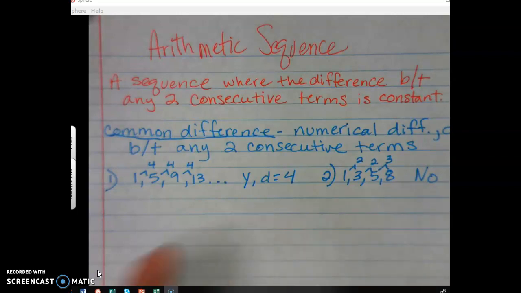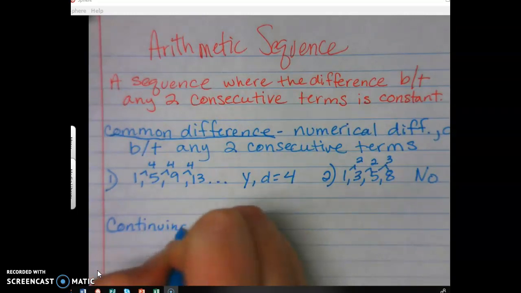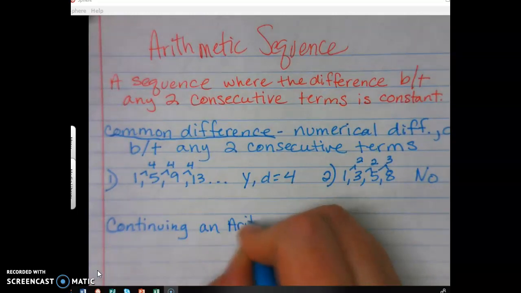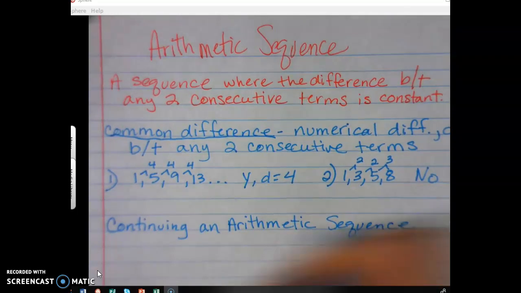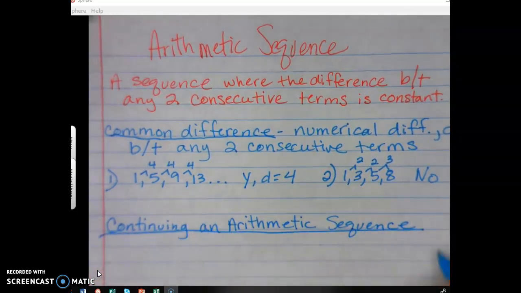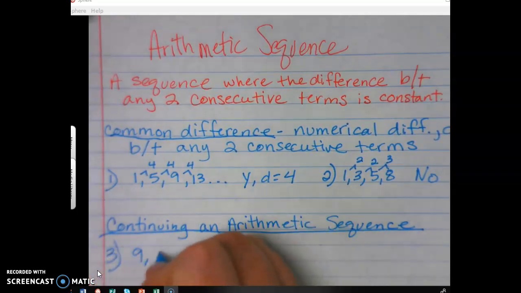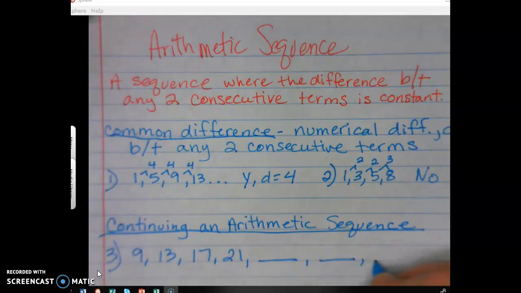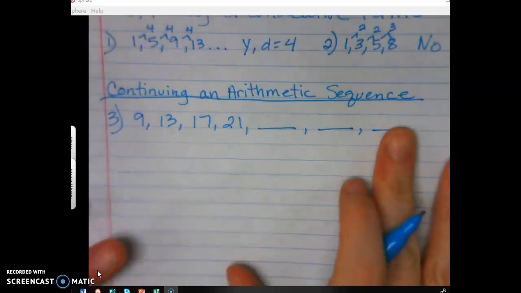Okay? Now, to continue a term. I don't know if I spelled that right. Continuing an arithmetic sequence. Okay, number 3. So if I have 9, 13, 17, 21, and I want the next 3 terms, let me scroll. What are they going to be?